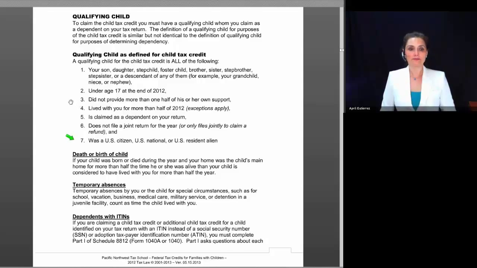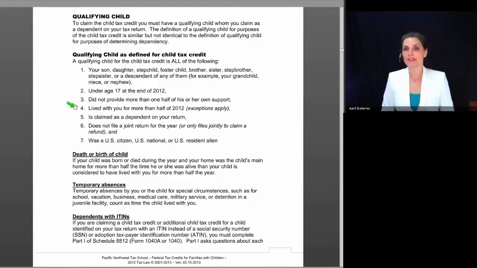Because you can see right here that in order to claim the child tax credit for a dependent, that dependent must have lived with you for more than half the year. And if you have a relative living in Mexico, you couldn't really say that they were living with you if you're here in the United States.